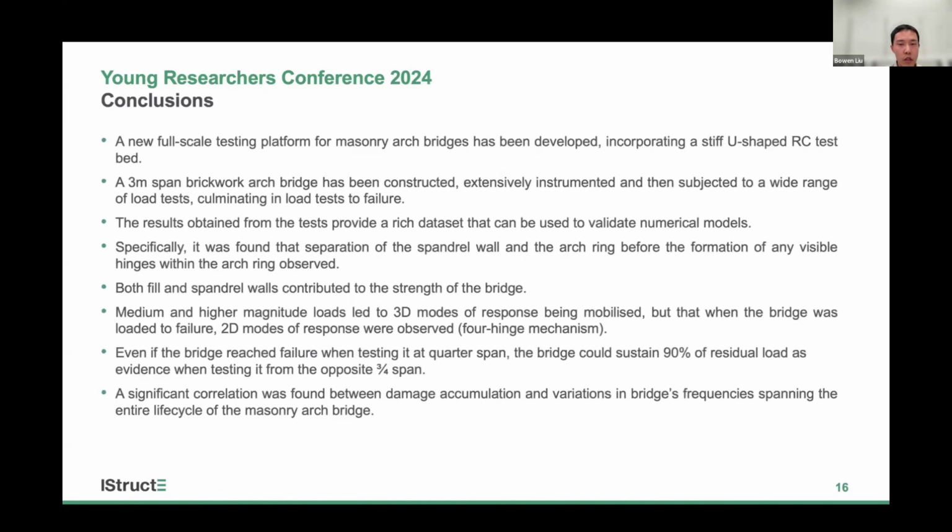The last part is the conclusion. In this study, we developed a new full-scale testing platform for masonry arch bridges, and we constructed 3-meter span brickwork arch bridges. It was extensively instrumented, and then it was subject to a wide range of load tests from undamaged state to collapse. Besides the data we obtained from the bridge, we also did a series of small-scale tests to characterize the material properties of masonry units, mortar joints, and their interface. All of this data can support the future development of high-fidelity numerical models.